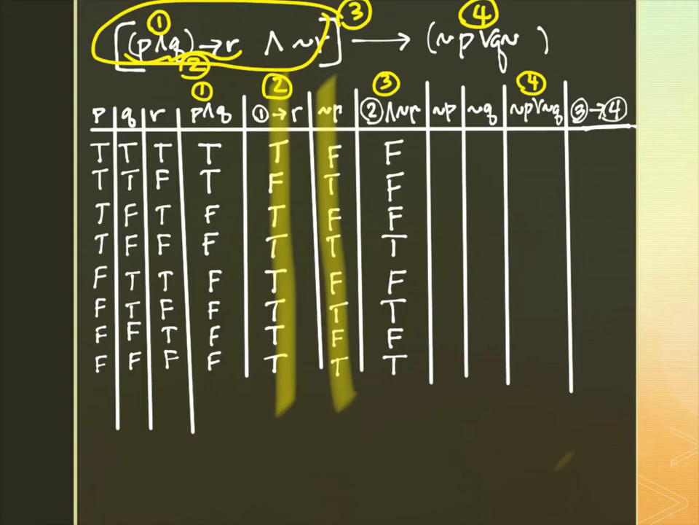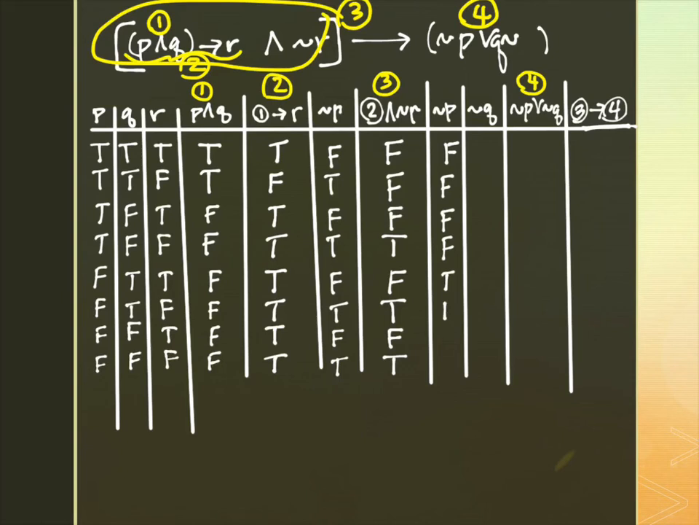The next two are tilde columns, so we will reverse them. They're the columns for P and Q that we already had. Tilde P was 4 true, 4 false, so now I need 4 false, and then 4 true. Tilde Q will be false, false, true, true, false, false, true, true.